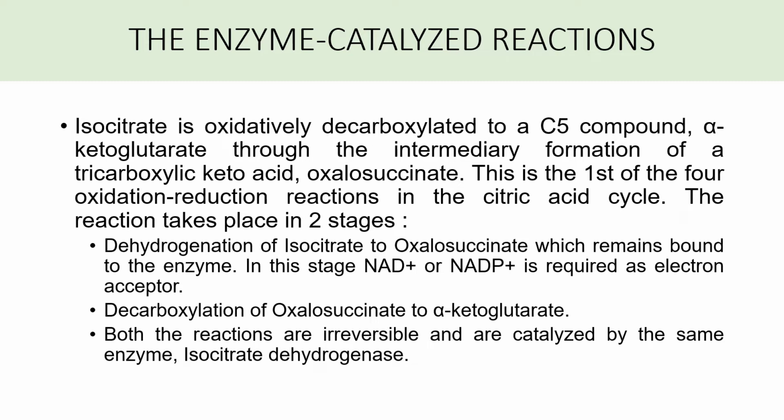The reaction takes place in 2 stages: dehydrogenation of isocitrate to oxalosuccinate, which remains bound to the enzyme. In this stage, NAD plus or NADP plus is required as an electron acceptor. Decarboxylation of oxalosuccinate to alpha ketoglutarate is the second stage. Both reactions are irreversible and are catalyzed by the same enzyme, isocitrate dehydrogenase.